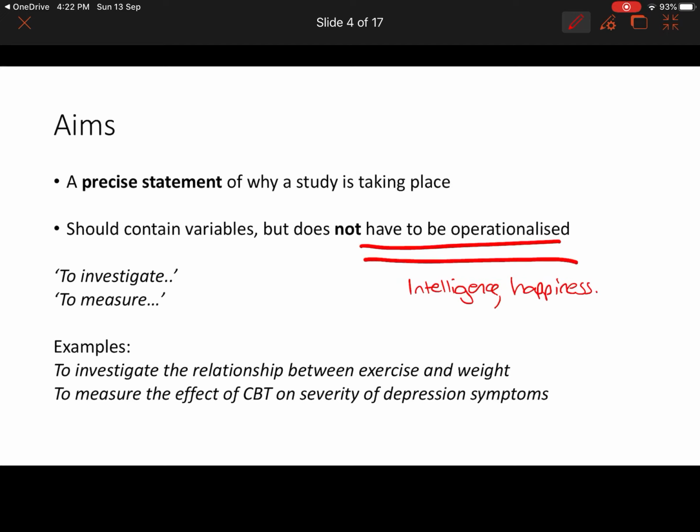So some examples of aims here, they usually start with to investigate or to measure. To investigate the relationship between exercise and weight. So notice here that because we're looking at a relationship here, this is indicating that this is going to be a correlational study. And to measure the effect of CBT on the severity of depression symptoms. So they usually start with to investigate or to measure, and we've usually got non-operationalized variables there in that aim.